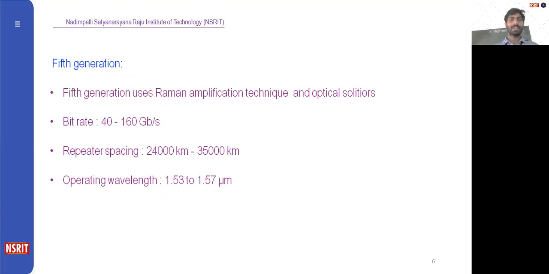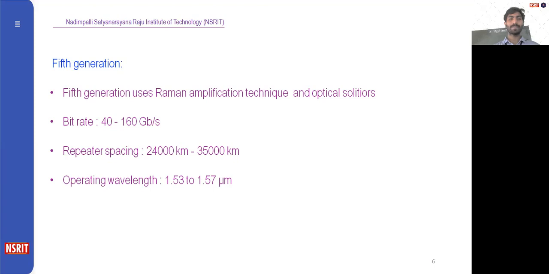Then comes the fifth generation optical fiber communication system. In the fifth generation, the Raman amplification technique is used and optical solitons are used. Here the bitrate is increased to 40 to 160 Gbps, since we are amplifying whatever data is being transmitted. Since amplification is done, our repeater spacings are also increasing. Here we are multiplying that repeater spacing by 2.4 times.